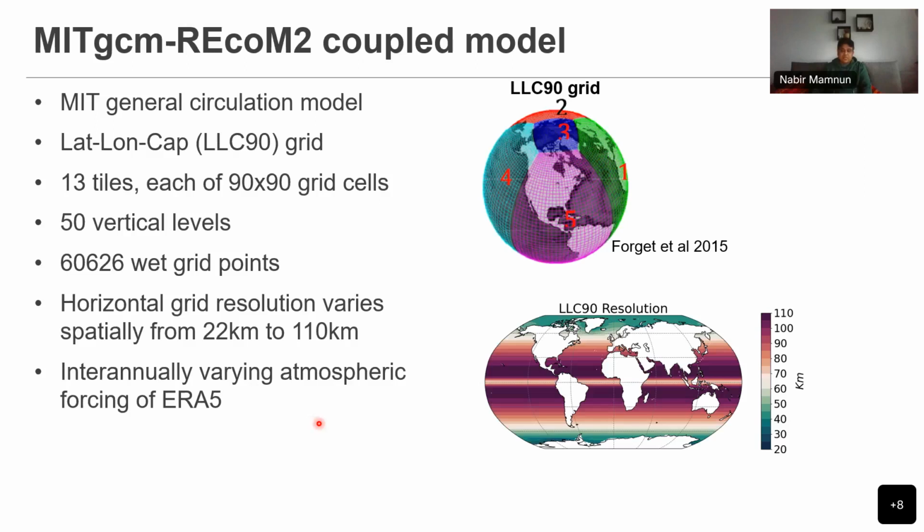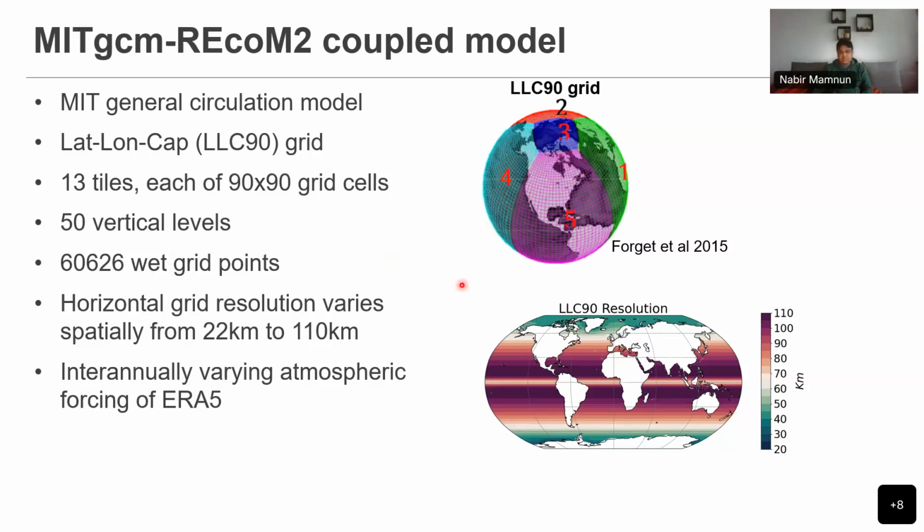We coupled REcoM2 with the MIT general circulation model in a lat-lon-cap grid. It's the LLC90 grid. In LLC90 we have 5 faces. The specialty is the Arctic cap we have here, and these 5 faces are divided into 13 tiles, each tile with 90 by 90 grid points, and in the model we have 50 vertical layers. Over the globe, the model has more than 60,000 wet points. That makes the system really high dimensional.